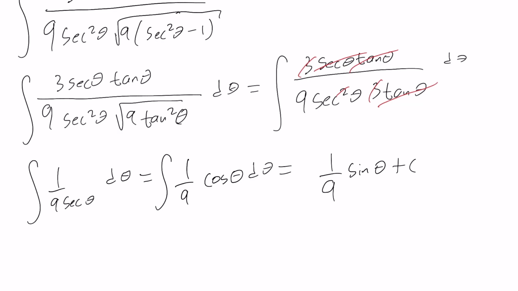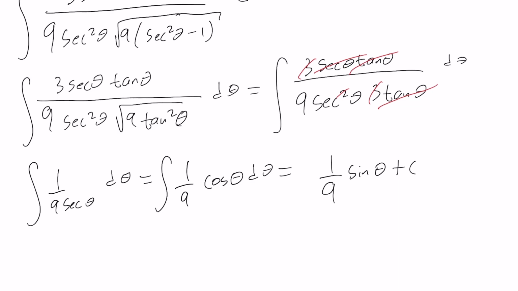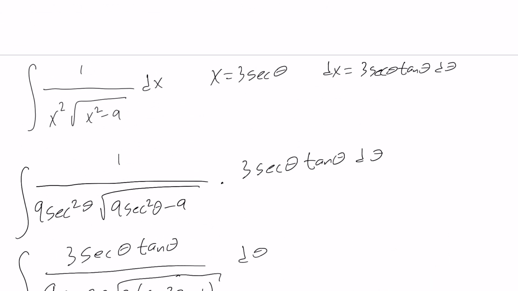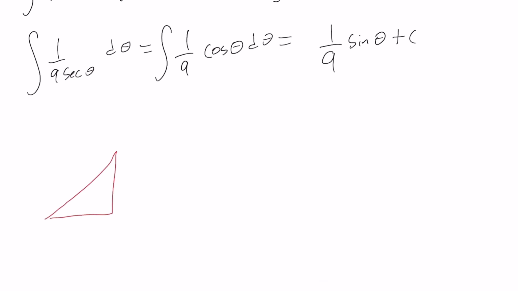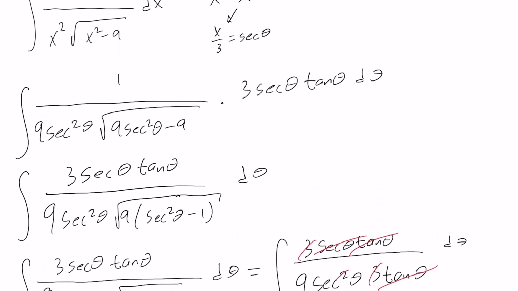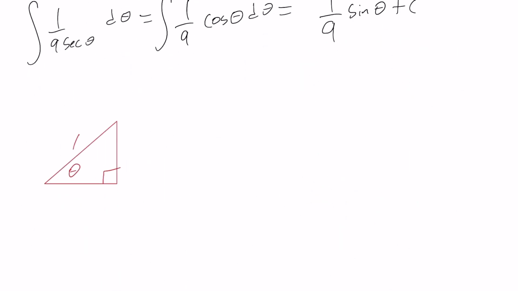Now I just have to figure out what sine of theta is. Let's recall that x equals 3 secant theta, or x over 3 equals secant theta, is another way to remember that. So let me draw my triangle here. If I've got my theta here, secant is hypotenuse over adjacent. So my hypotenuse is x, my adjacent side is 3. So I get x and 3 here.